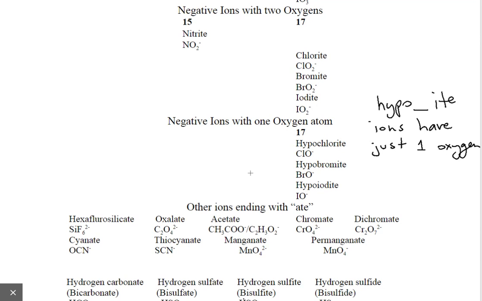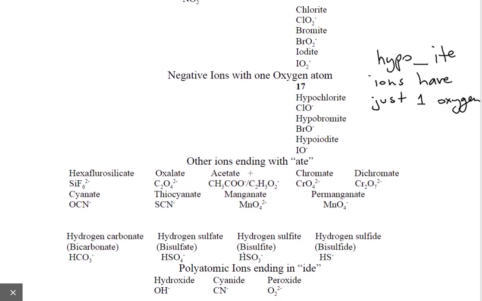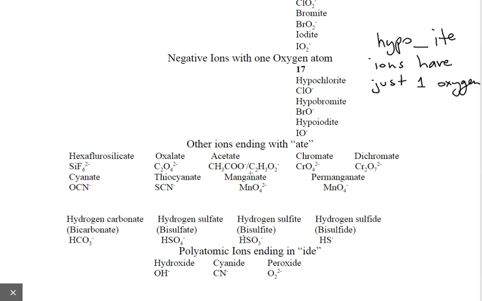And then down here, we have some that we're going to have to come back to and memorize. Okay, so these ones are kind of the weird ones at the bottom that don't have a nice pattern in the periodic table like the ones up above do. So we're going to come back to these other ions in a second.